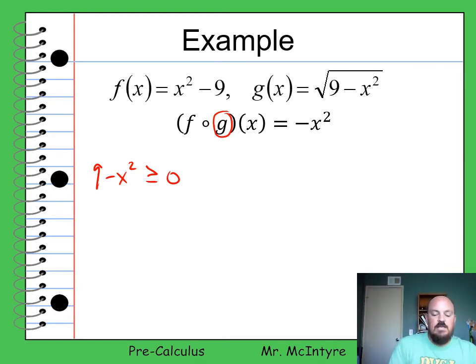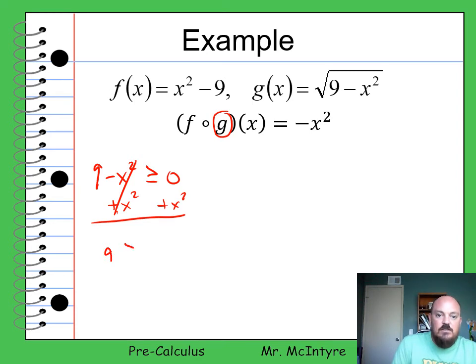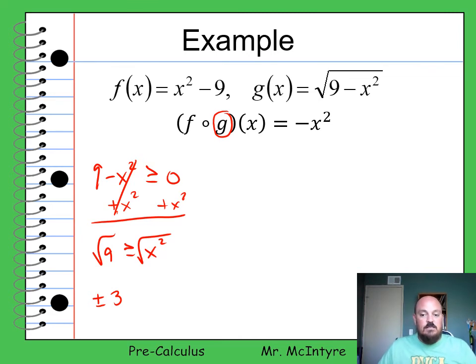So what I would do is, if I add x squared to both sides, cancel that out, we have 9 is greater than or equal to x squared. Take the square root, and remember whenever you take a square root, you get a plus or minus. So instead of just 3, we get both positive and negative 3.